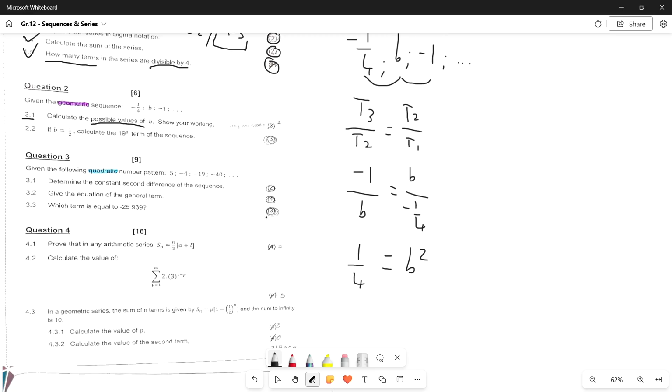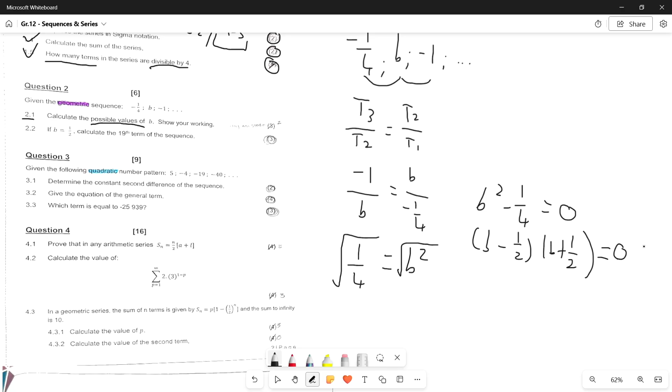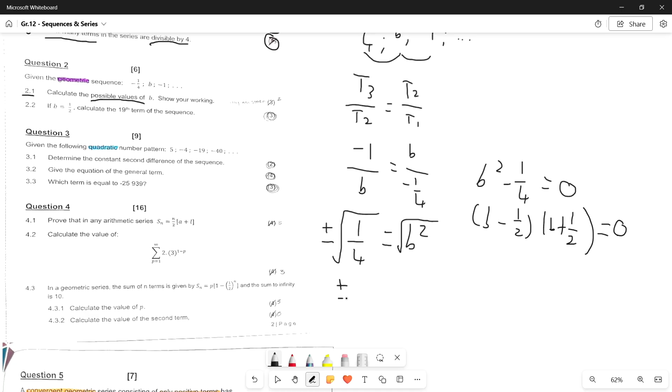Now back to the question. They said the possible values of b, which means we will have more than 1, because if we square root this side, it is the same as b squared minus 1/4 equals 0, and then we would open up our brackets like this. So this is just another way of doing it, which means if we take the square root of 1/4, we will have plus or minus. Square root of 1 is 1, square root of 4 is 2, so we have plus or minus a half. And that is our answer for b, all the possible values of b, showing all our working, earning us 3 marks.